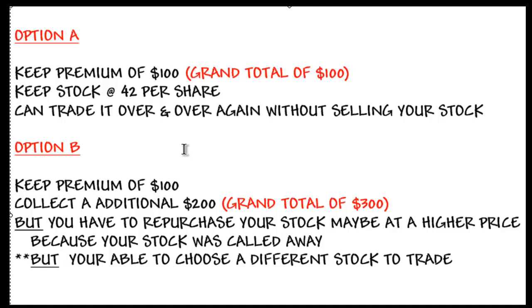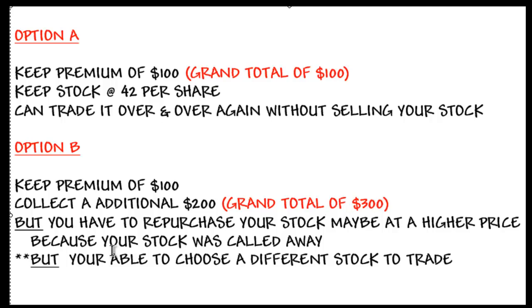However, option B is very nice as well. I'm able to keep the premium of the $100 just like I'm able to keep the premium of the $100 that I collected up front with option A. However, I would collect an additional $200. So my grand total would be the $100 premium I collected plus the $200 I'm now collecting for selling my option back. So the grand total would be $300. As you can see, option B is more profitable than option A. In option A, I only collected $100, but here in option B, I'm collecting $300.